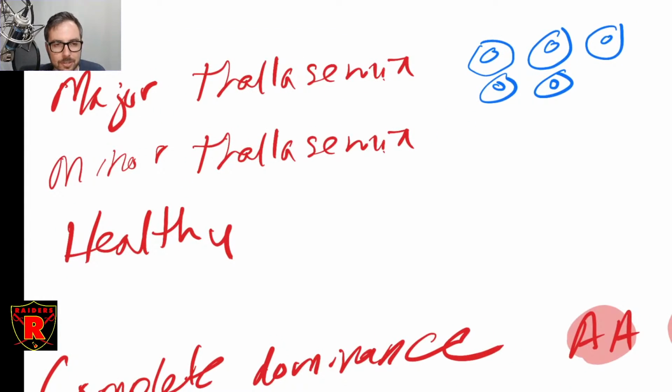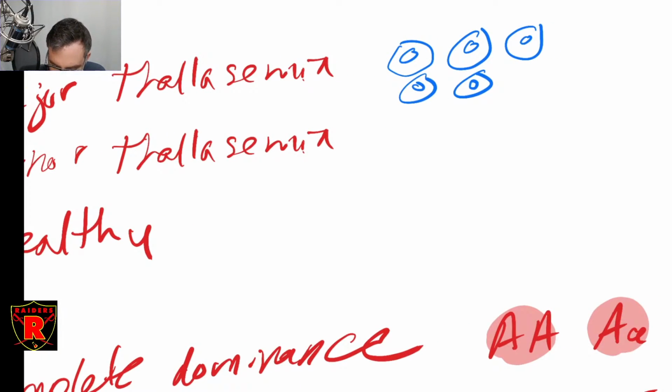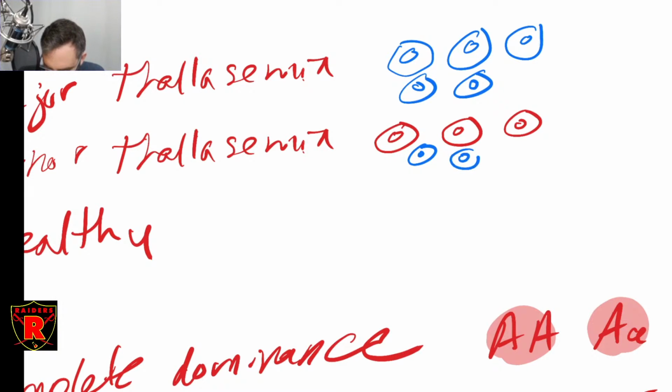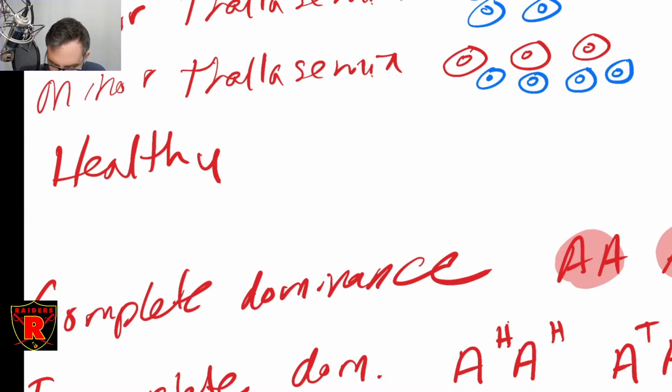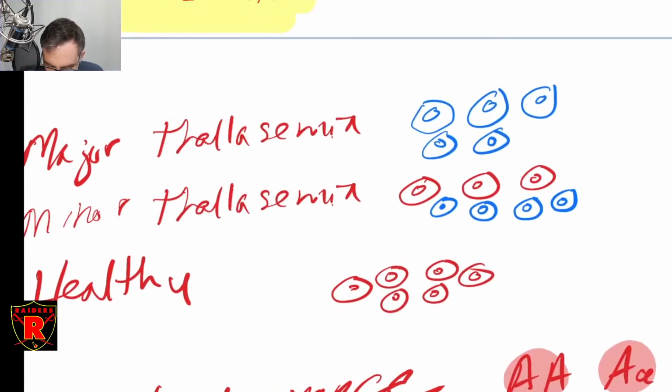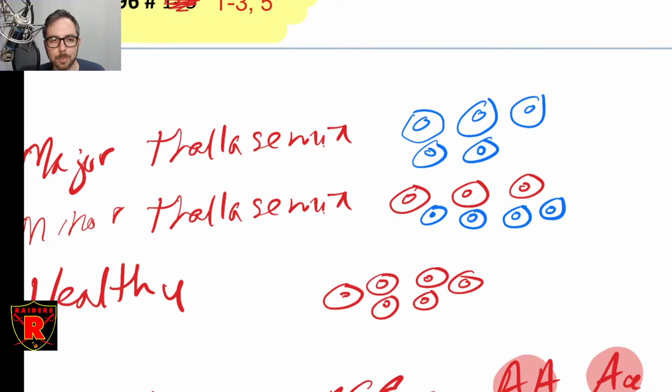In minor thalassemia, some of your red blood cells produce proper hemoglobin, and some of them do not. And in a healthy person, all of your cells produce proper hemoglobin and are healthy. Okay? So, which would this be?